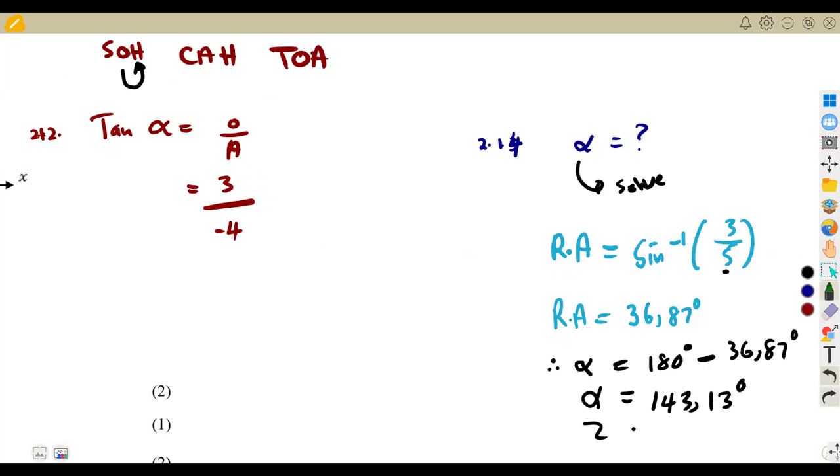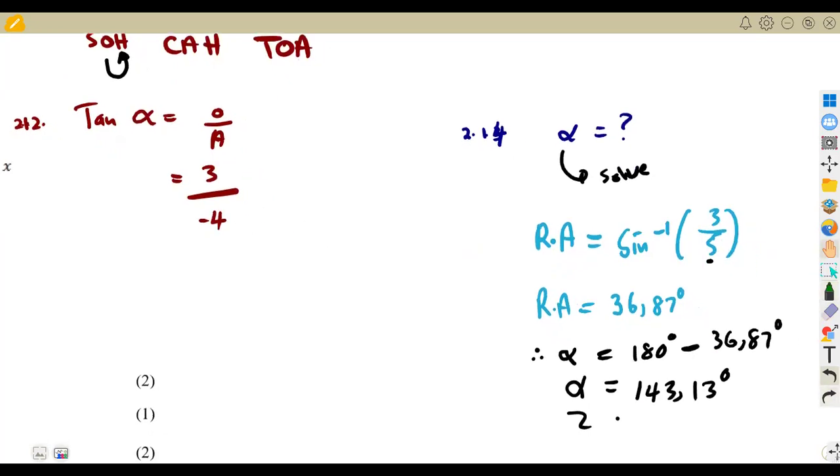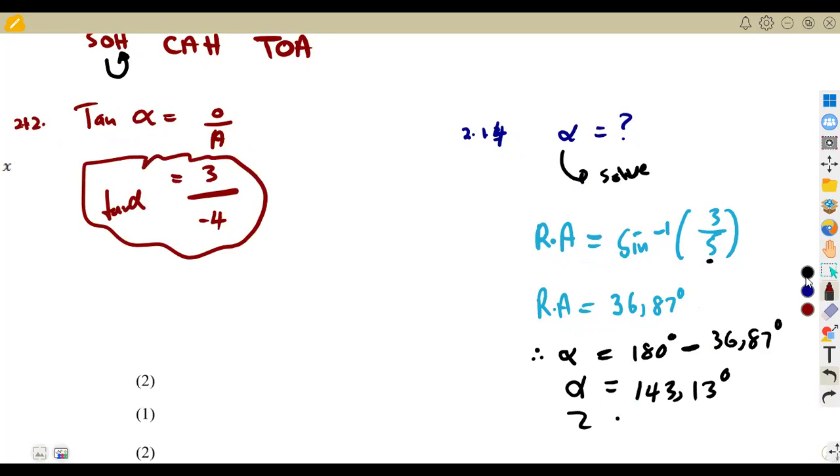3 over minus 4. The concept is still going to be the same. What you need is the reference angle. So from the tan of alpha, you are going to calculate the reference angle. The way that you calculate the reference angle is from the trig that you're given. The trig here is tan, so on the other side is going to be arctan.